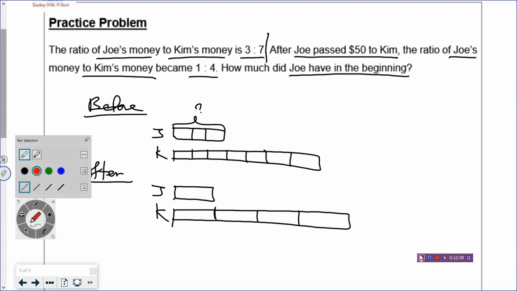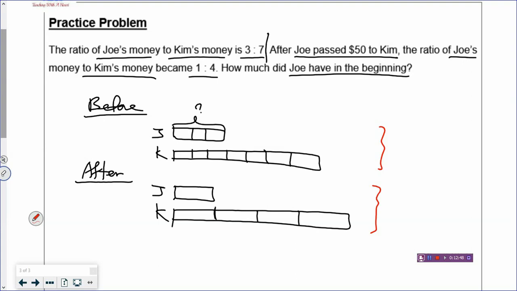So what is unchanged? The total is unchanged, but we don't know what is the total money that they have. But don't worry, if you don't have the total money, you can always count the total units. So in the before model, how many units do they have altogether? 1, 2, 3, 4, 5, 6, 7, 8, 9, 10. So in the before model, there are 10 units altogether. And in the after model, there are 5 units altogether. And if the total is unchanged, what do you do? You have to cut it or make it the same. So you take 5 units times 2.